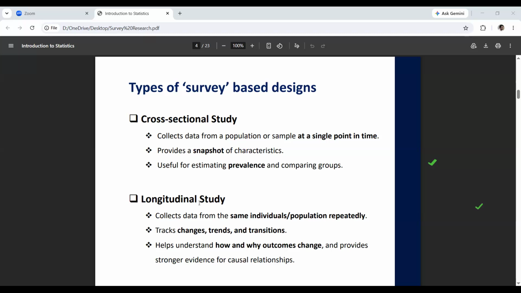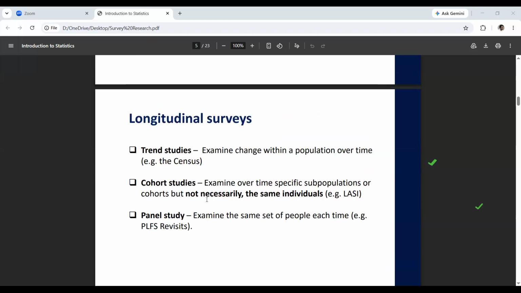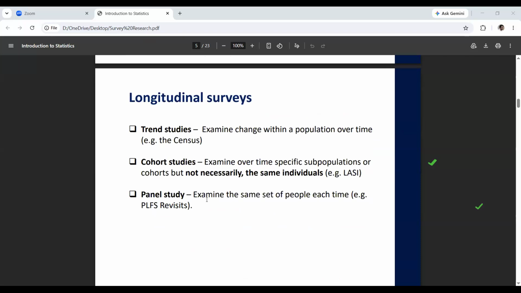Famous examples of longitudinal studies are the Longitudinal Ageing Study in India by IIPS, and the India Human Development Survey. 3 waves have been done. In public data, we have put out 2 waves. The third wave data is not released.